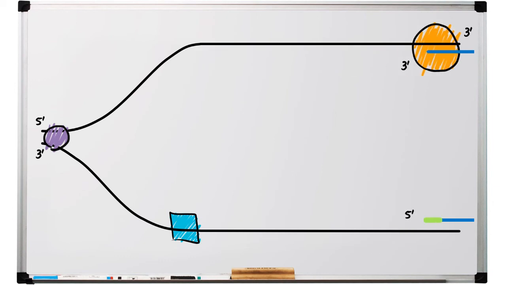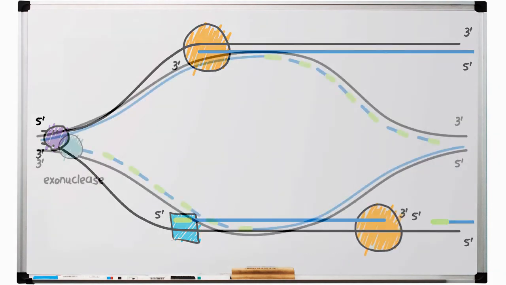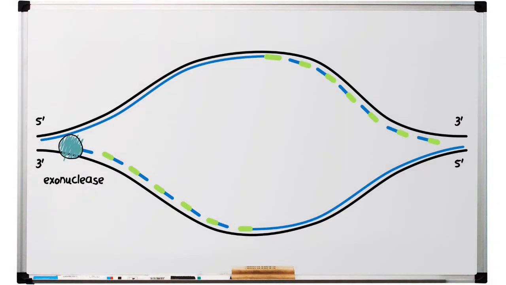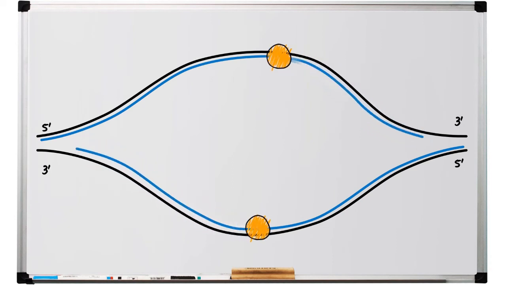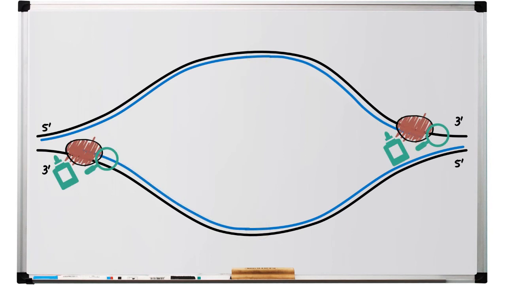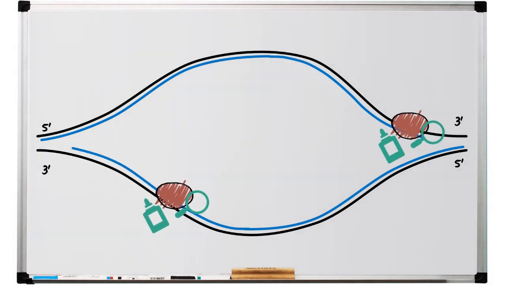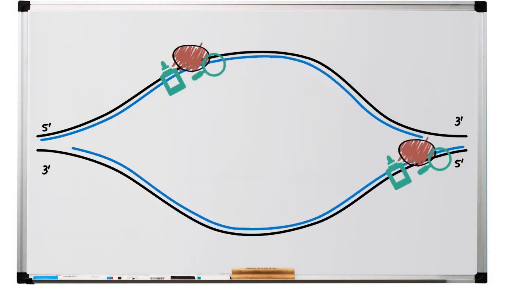Once the new DNA has been made, the enzyme exonuclease removes all the RNA primers from both strands of DNA. Another DNA polymerase enzyme then fills the gaps that are left behind with DNA. Finally, the enzyme DNA ligase seals up the fragments of DNA in both strands to form a continuous double strand.